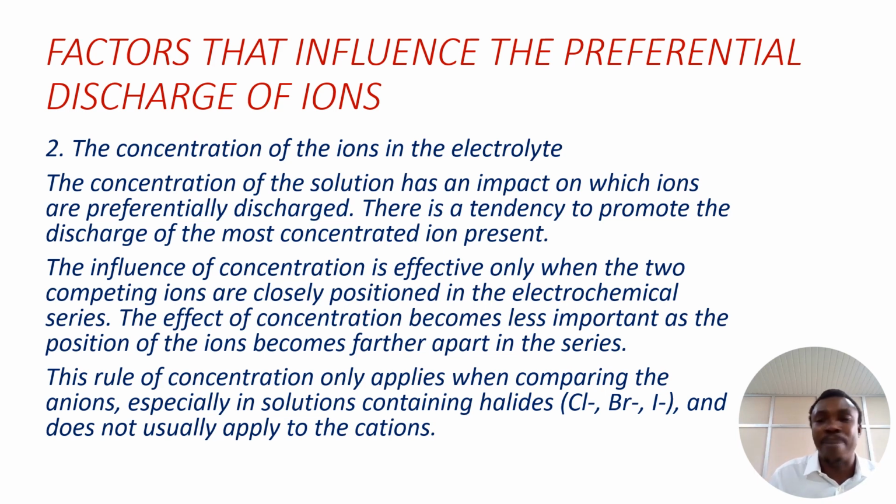But once they are further apart, the effect of concentration is less important and cannot come into play at that point. So any other factor, which is the position of the ions in the electrochemical series, will determine the ion that preferentially discharges instead of the concentration of the ions in the electrolyte. Concentration only affects the ion that preferentially discharges when the two competing ions are closer to each other in the electrochemical series. But when they are far apart, the effect of concentration cannot come into play.